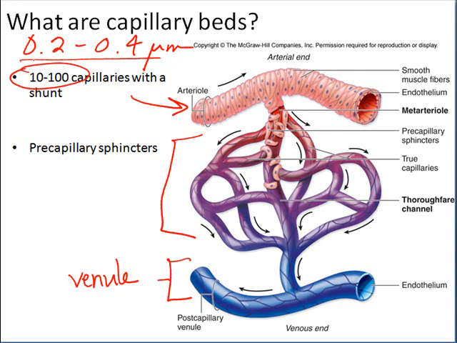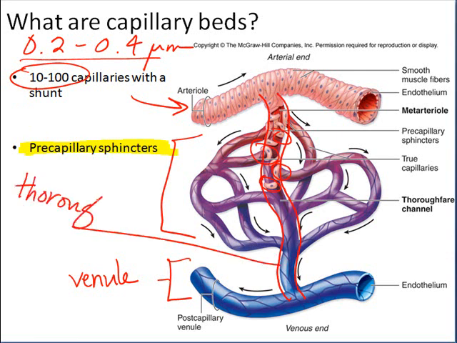Now remember, I told you that most of the time capillary beds are closed. The anatomical feature responsible for keeping a capillary bed closed is something called a precapillary sphincter. And in this picture here, there are precapillary sphincters associated all along this midline blood vessel. This midline blood vessel is called a thoroughfare channel. And most of the time, blood just goes through the thoroughfare channel straight from the arteriole into the venule, because usually the precapillary sphincters along that thoroughfare channel are closed.